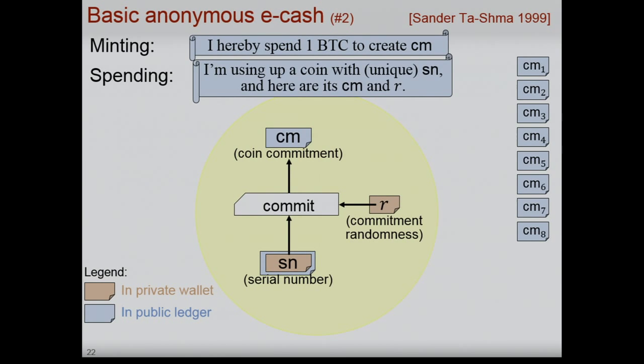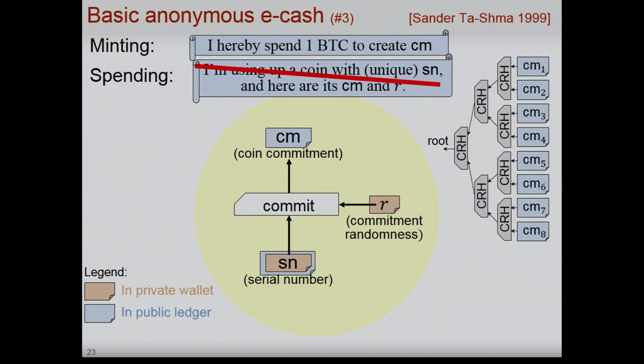And now, to spend the coin, you can just open a commitment, right? You say, okay, I spent the coin with the serial number, and here is the corresponding commitment and the randomness to link the two, and anyone can verify that the serial number is unique and matches the commitment. That's not private either, because again, you expose the commitment that you posted earlier, so minting and spending can be linked. So the idea of Sander and Ta-Shma is to use zero knowledge proofs as follows.